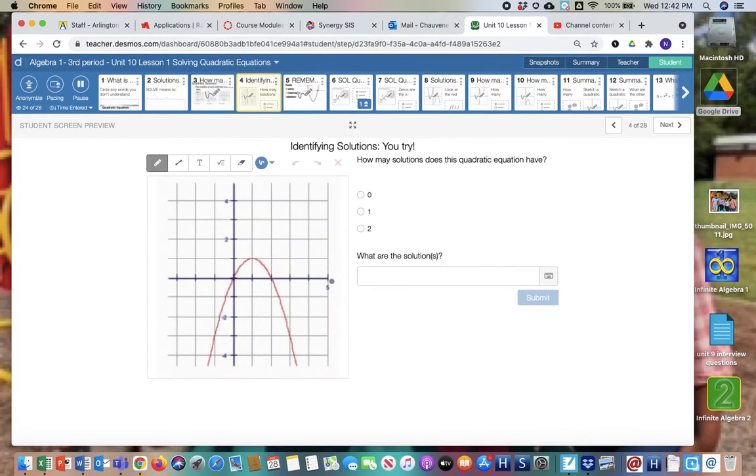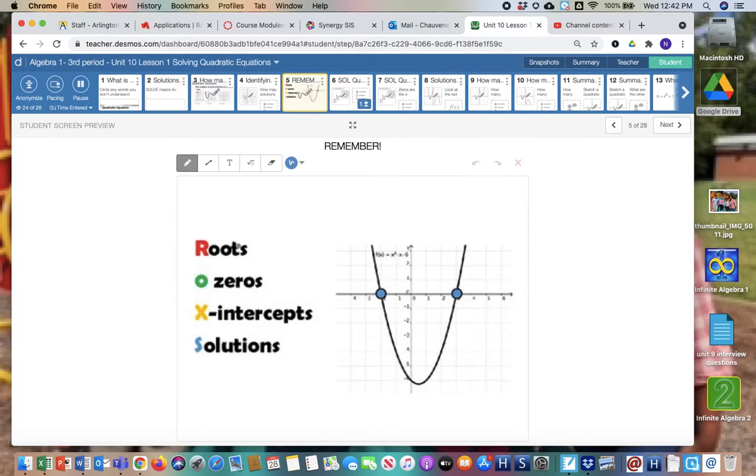Now some review. For instance here, how many solutions does this have? Well, it crosses once, twice, so it has 2 solutions. What are they? The x value here is 0, the x value here is 2, so the solutions are 0 and 2. Just remember roots, solutions, x-intercepts, zeros, they all mean the same thing: the value of x when we cross the x-axis for the graph.